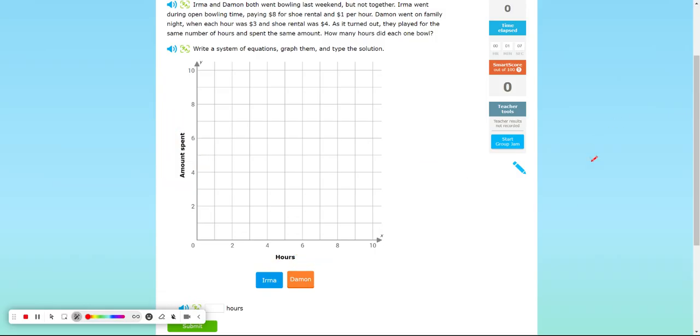So let's set up the equation for Emar here. During open bowling time, Emar pays $8 for the shoe rental. So $8 for the shoe rental, that's a set value. And then $1 per hour, so that 1 goes in front of x. So we graph this equation.